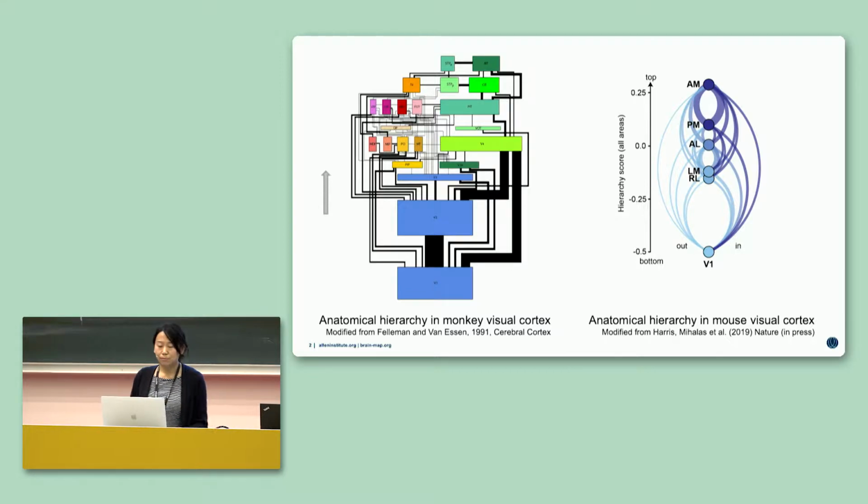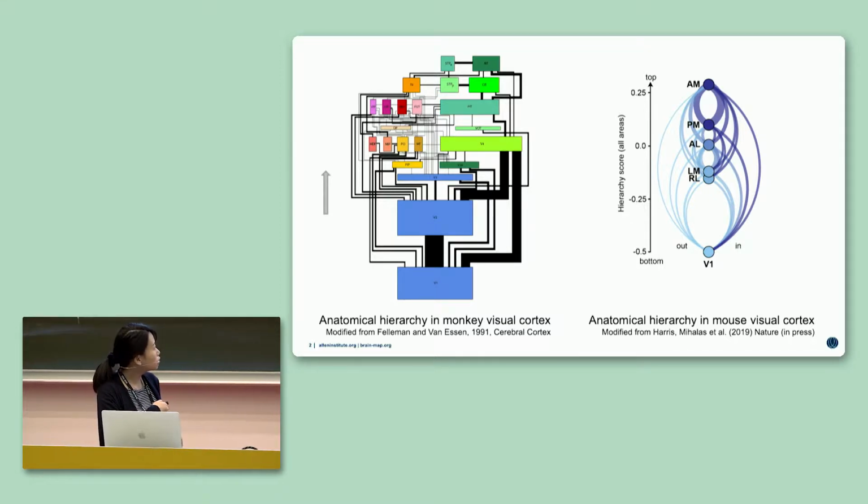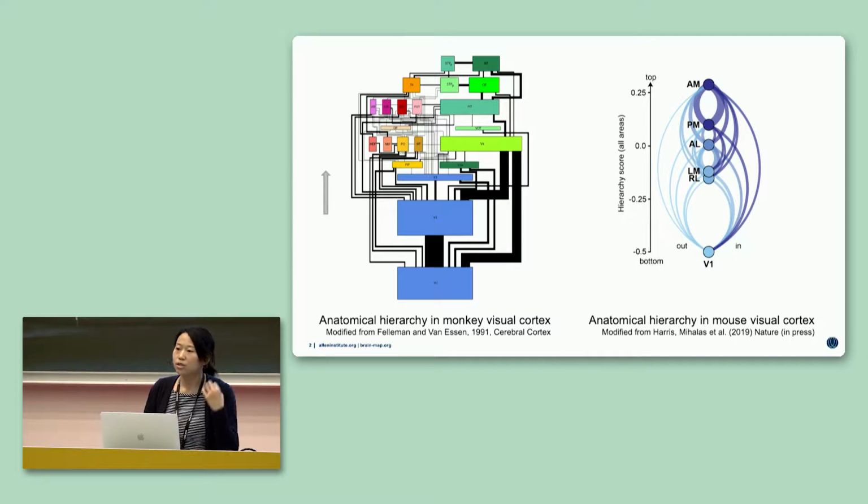Recently, a study found a similar structure in mouse visual cortex based on anatomical tract tracing experiments. Here is a simplified representation of the graph in mouse visual cortex. Different circles represent different mouse visual areas, again organized according to the anatomical hierarchy score, with V1 at the bottom of the hierarchy, and you may notice it sends output to and receives input from all higher visual areas. So this network is also both hierarchical and recurrent.